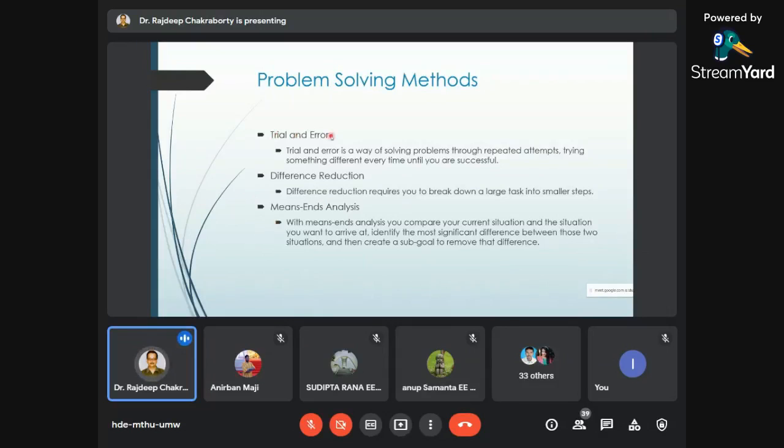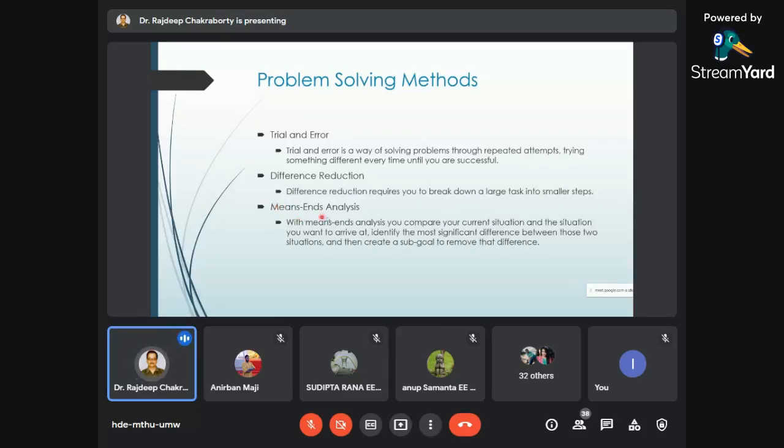So trial and error, as you already know, is popular in computer science, known as a dry run. You give different values, and you see if you get the desired values. So this is known as trial and error. Then difference reduction, which I just told you, is breaking your problem down into smaller steps and solving them one by one.